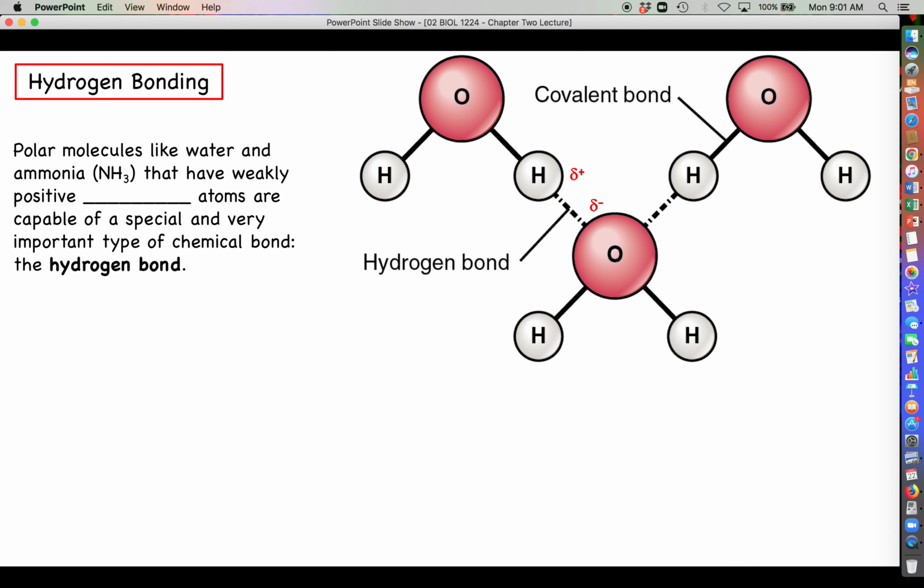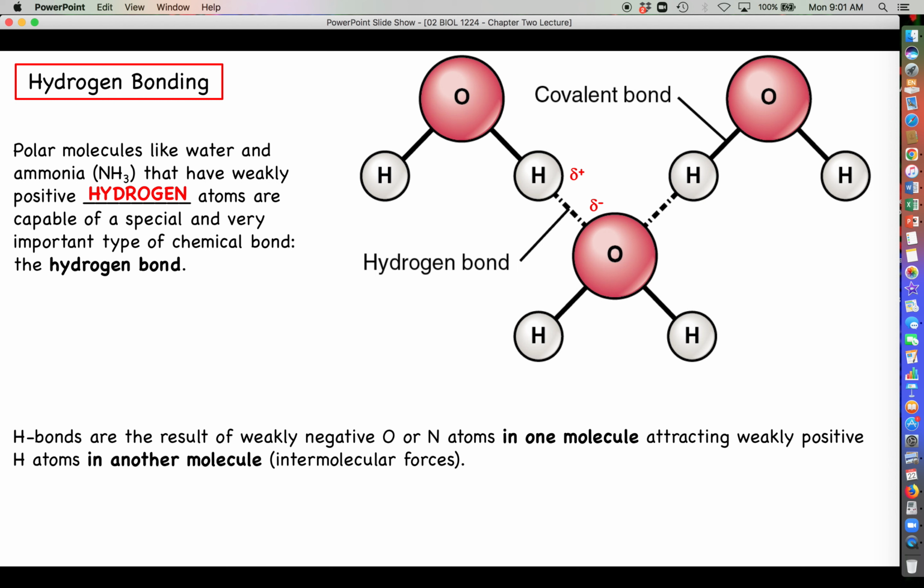Okay, so let's start talking about hydrogen bonding. When you have polar molecules like water, and water, of course, is not the only polar molecule out there, ammonia, NH3, is another good example of a polar molecule. But when you have polar molecules that have weakly positive hydrogen atoms, like we see that water does, these molecules become capable of a very special type of chemical bond that we have not talked about before. We've talked about ionic bonds, and we've talked about covalent bonds. Well, this is called a hydrogen bond.